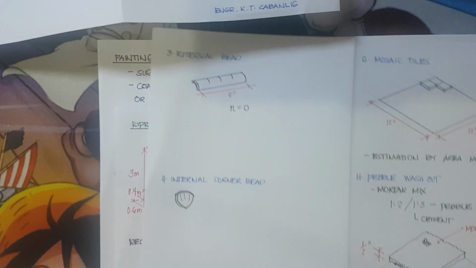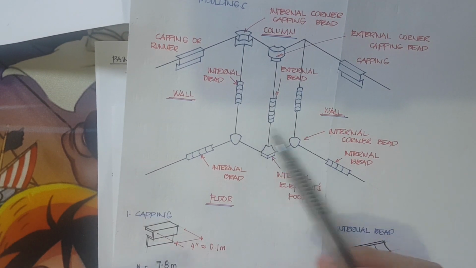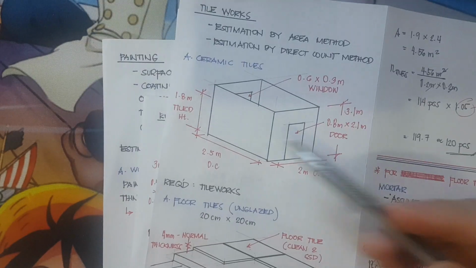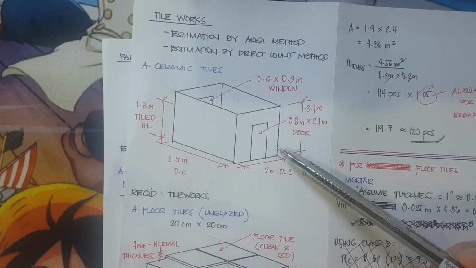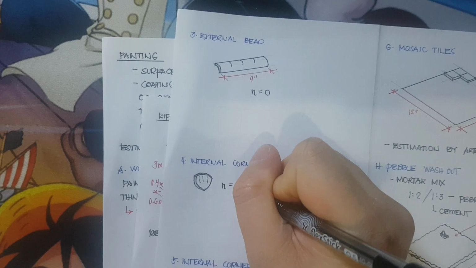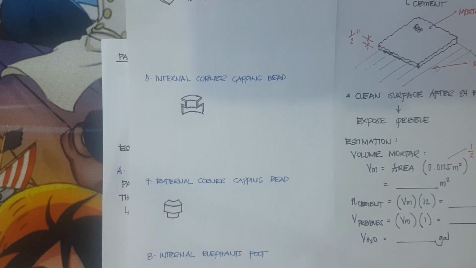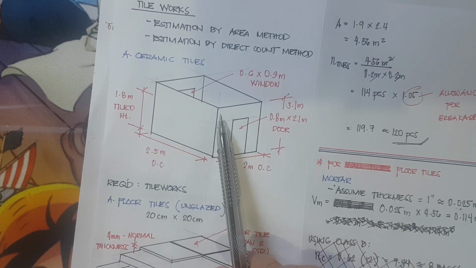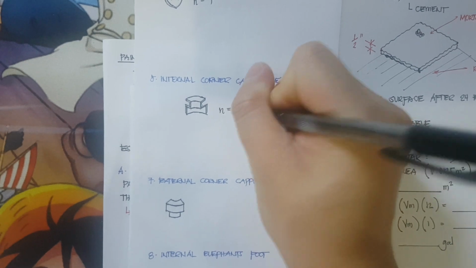Next would be the internal corner bead. This is the intersection going inward. So we count the corners of our structure: 1, 2, 3, 4. So we have 4. Therefore, the internal corner bead is equivalent to 4. Next, we have the internal corner capping bead. Going back to our structure, we have 1, 2, 3, 4. So all in all, N is equivalent to 4.